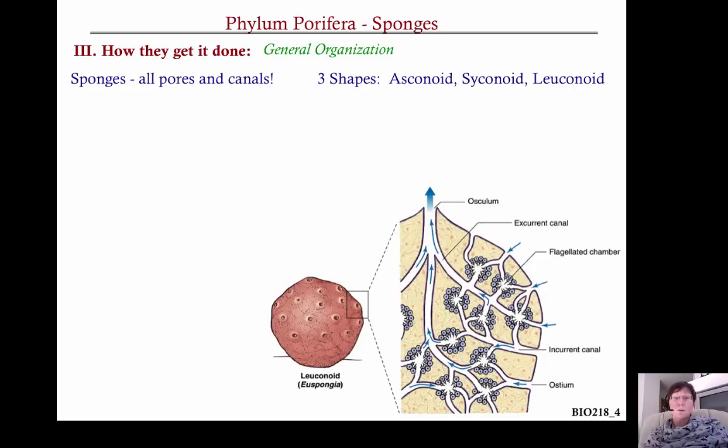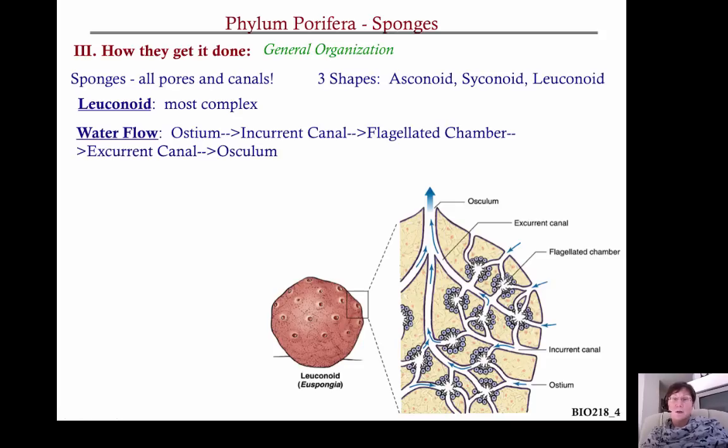Here's the last form. So this is leuconoid, and this is the most complex form. What you see here is basically take that last form, the syconoid, and double it up and kind of squish it in, and you've got it. So water goes in through the ostium first, into the incurrent canal, and then it goes into this complex system of flagellated chambers, all lined by choanocytes. And ultimately, the water will flow into these excurrent canals and out the osculum. So you no longer have that central tower-like spongocoel. Now you have a much more complicated sponge with these flagellated chambers instead.